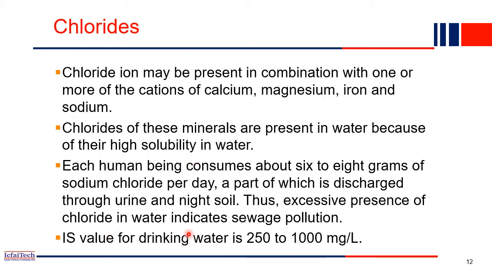As per our Indian standard, the chloride value should be 250 to 1000 milligrams per liter. We have to perform these experiments in the chemistry lab and check all the parameters, whether they are in this range or not. If it is more than this range, we have to treat the water. If it is below, that is also a problem, because chloride is sometimes required for our health. That's why minimum minerals should be present in the water, and 250 to 1000 milligrams per liter is the ideal value for chloride.